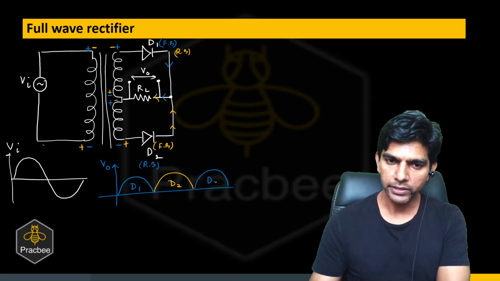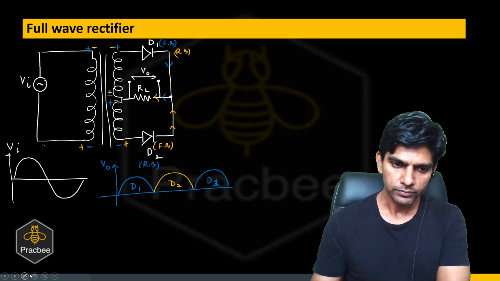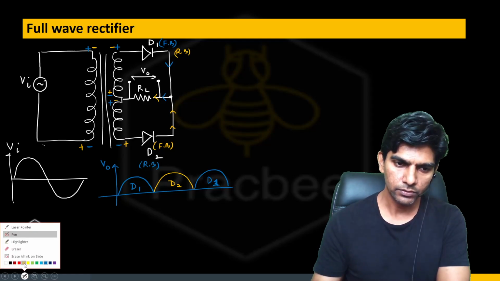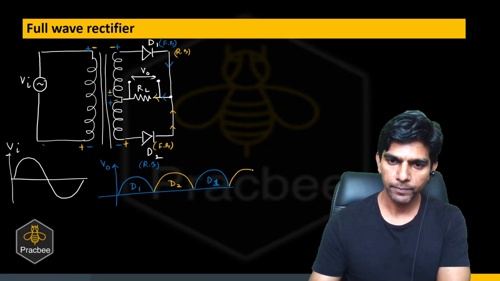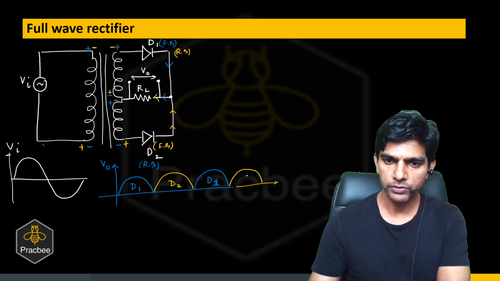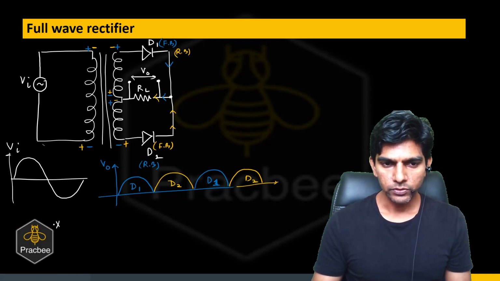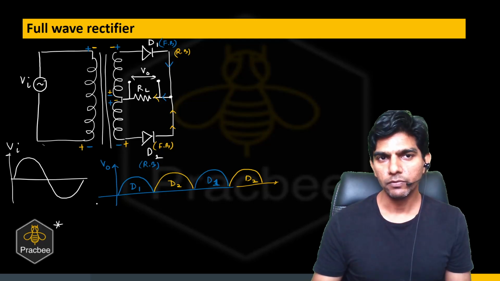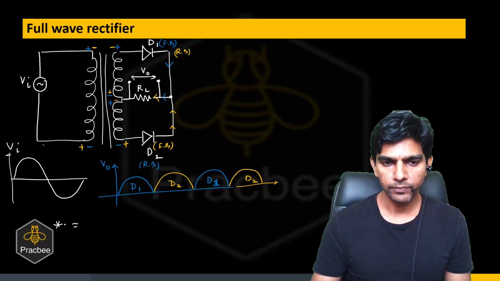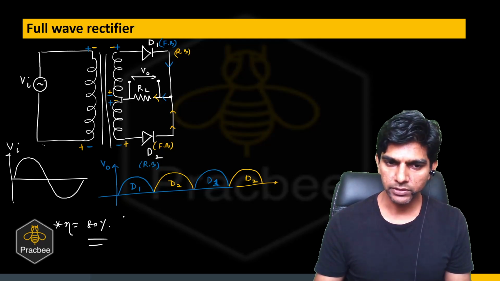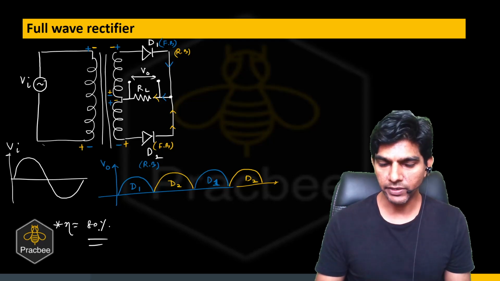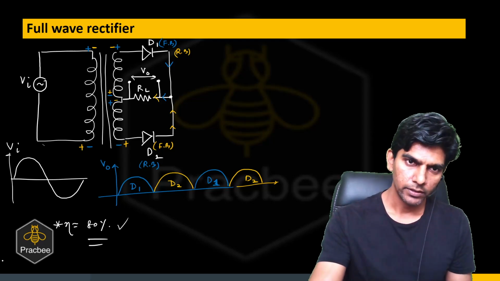This is by D1, sorry. And then for the fourth half cycle, again we'll get rectification, and this will be by D2. And again, remember one more thing: the efficiency in case of a full wave rectifier is close to 80%. So do remember this, because there was a question in JEE where they asked, what is the efficiency of a full wave rectifier? So you should remember this, right?